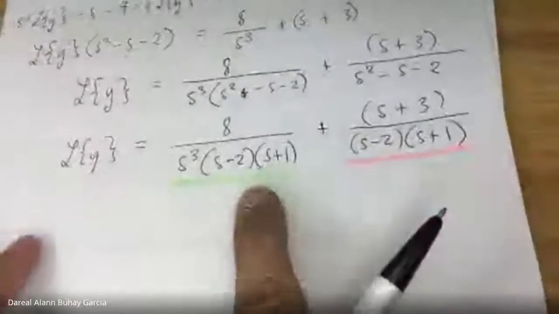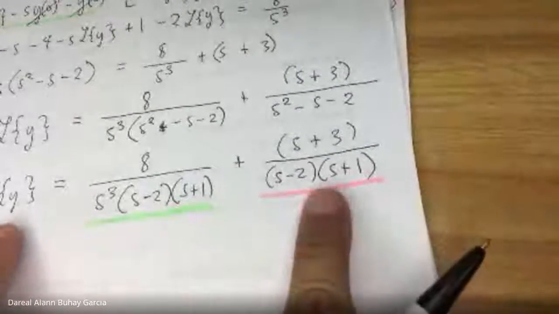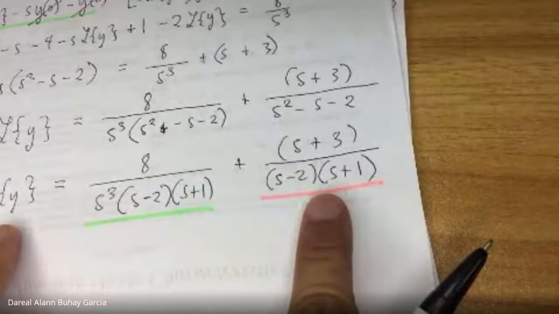Okay. So, that's for this one. That's for this one pa. How about this one? S plus 3 over S minus 2, S plus 1. A partial fraction expansion gapon na to.